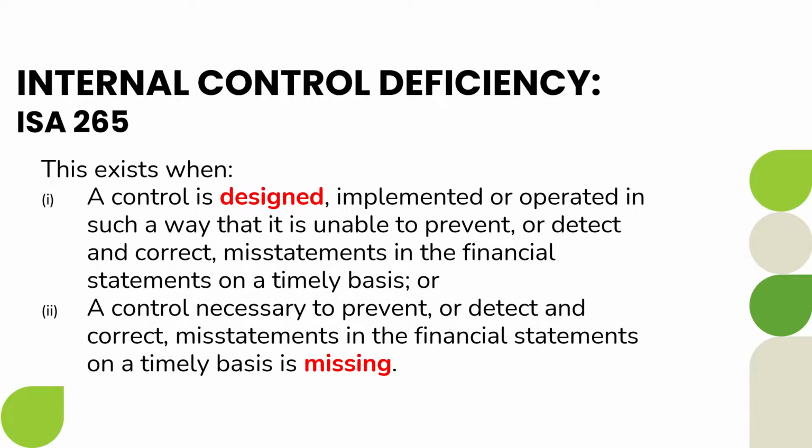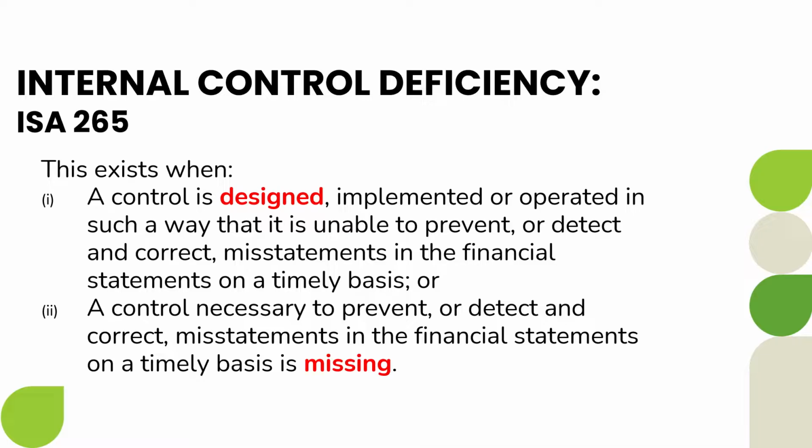For this, we go to PSA or ISA 265, which defines an internal control deficiency as existing when a control is designed, implemented, or operated in such a way that it is unable to prevent or detect and correct misstatements in the financial statements on a timely basis, meaning to say it was designed poorly. Okay, the design is not able to meet its objective. And the objective was for it to prevent or detect or correct misstatements. There was a control that was designed, so it's present, but it's designed poorly.